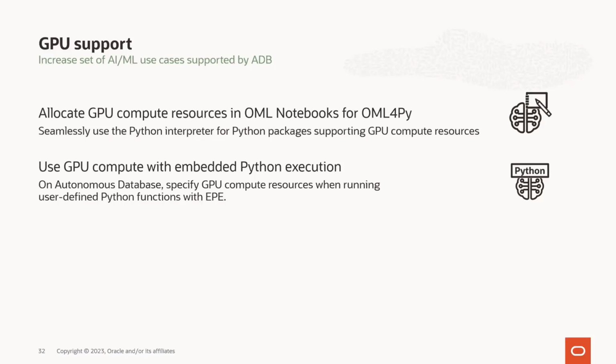For OML4Py on Autonomous Database, running user-defined Python functions through embedded execution could be specified to use GPU compute resources, whether you're using the SQL or REST APIs.